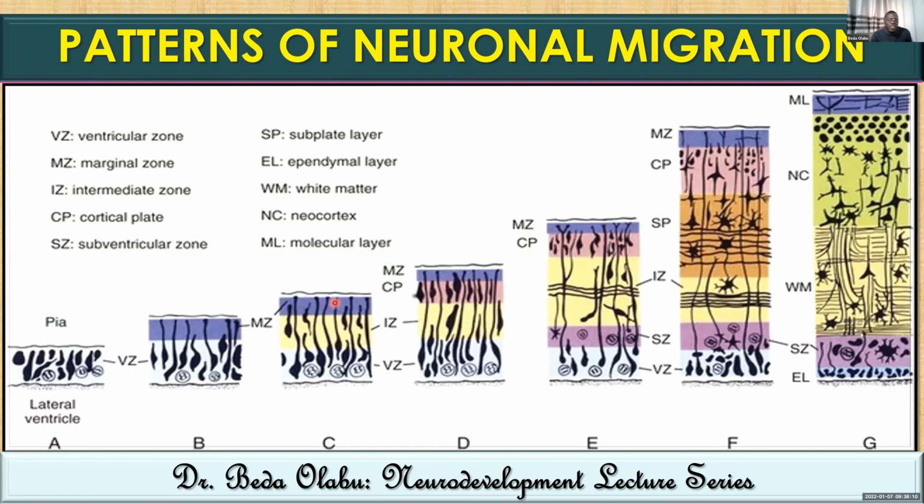In the third image, we now have all the three zones established. Marginal zone, intermediate zone, and the ventricular zone established. So this is what we're talking about when we say that the wall of the neurotube has three layers from inside to outside: ventricular zone, intermediate zone, and marginal zone.